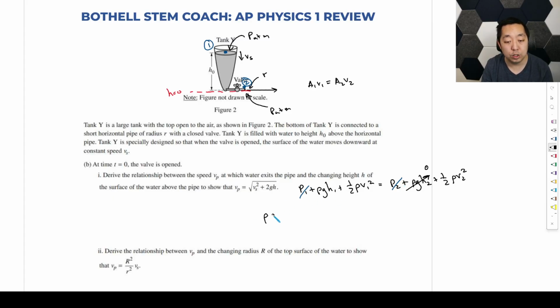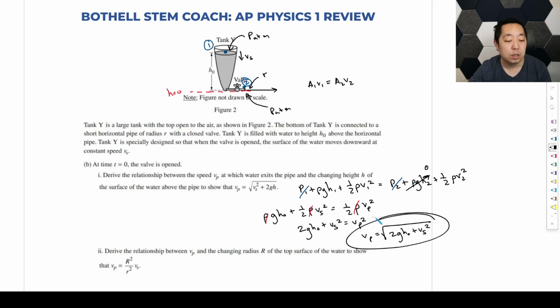It's rho g times the height at 1, which is h0, plus 1/2 rho times the velocity here, Vs squared, is equal to 1/2 rho times the velocity here, which is Vp squared. Notice that the rhos will cancel. So we're going to multiply by 2. We get 2gh0 plus Vs squared is equal to Vp squared. And so therefore Vp is going to be the square root of 2gh0 plus Vs squared, right?